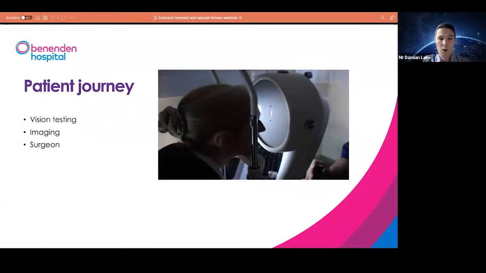As part of the assessment at Benenden Hospital, you'll come to the hospital, you'll be asked some questions by the nurses and have some tests performed. Some of those tests you'll be familiar with because you have them performed when you go to the opticians, like reading the letters on the chart. Others you'll be less familiar with, but I'll give some examples here.